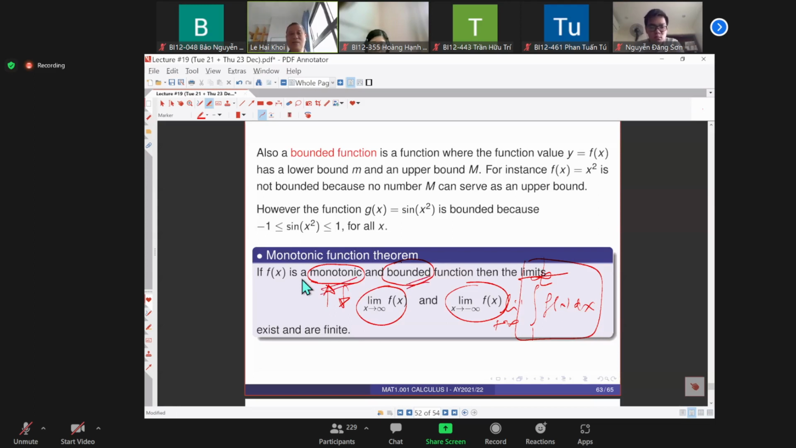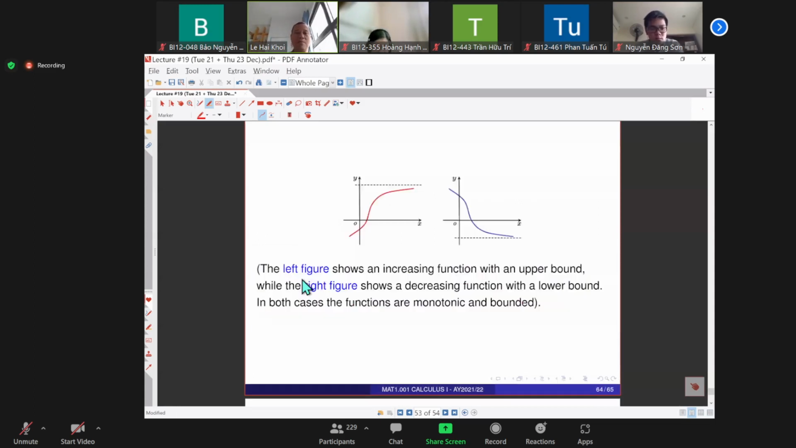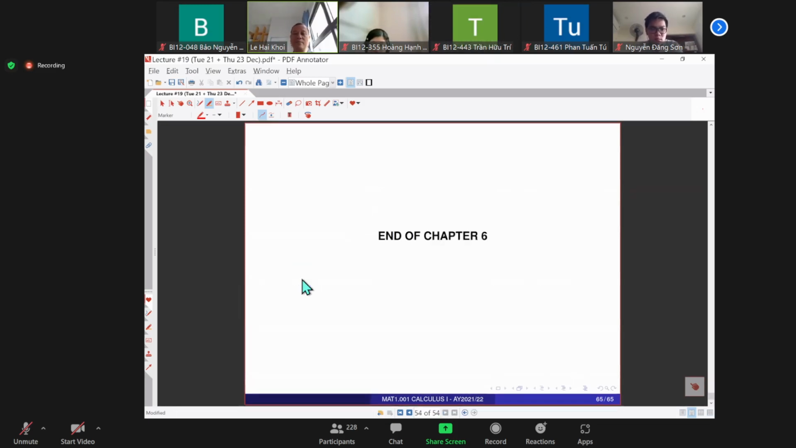So pay attention to this monotonic function. Here, this function is increasing, upper bound là luôn luôn bé hơn cái thằng M lớn này. Còn that function decreasing again luôn luôn bigger than small m, right? Such a thing. Okay, so finish chapter 6 at that point.